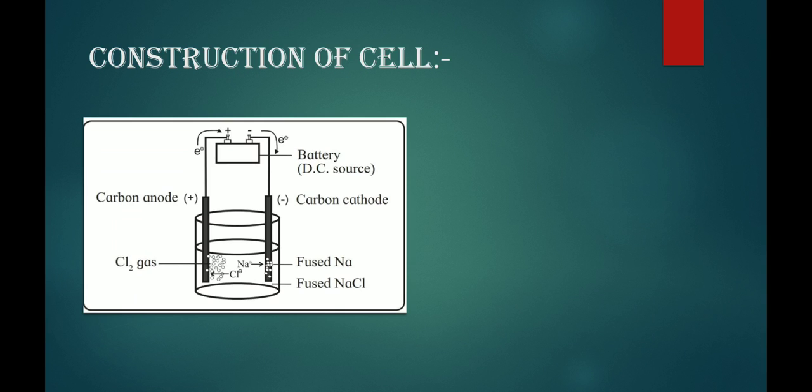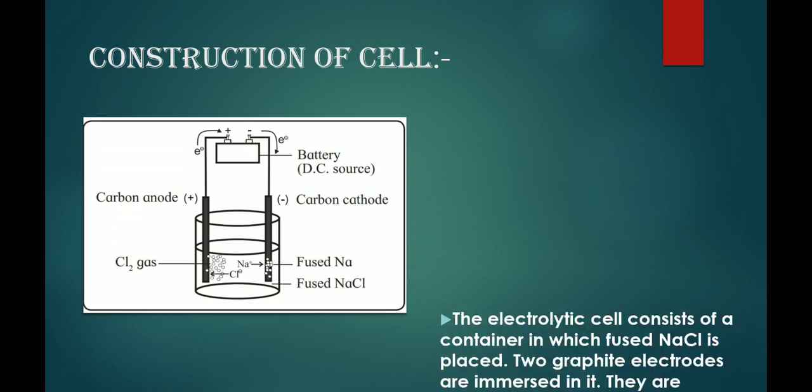Now see the construction of the electrolytic cell, where we see the electrolysis of molten NaCl. So here is the cell. This is the container in which these two carbon or graphite electrodes are dipped. One is positive and the second one is attached to the negative pole. Molten NaCl will dissociate into Na+ and Cl-, and when we pass the electricity, then reactions take place, oxidation as well as reduction.